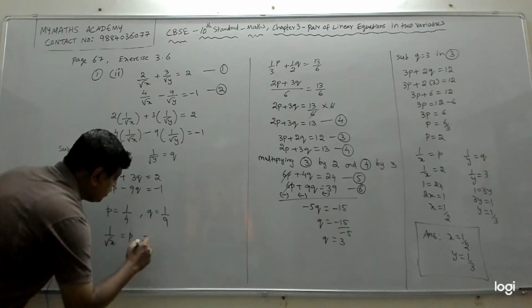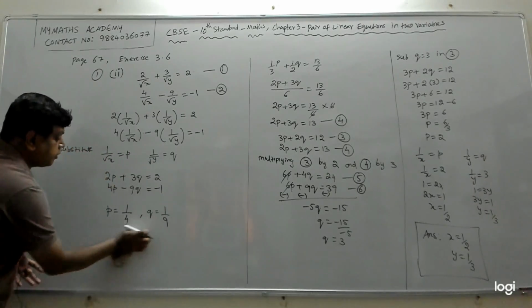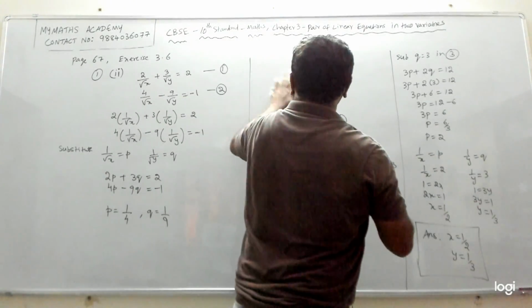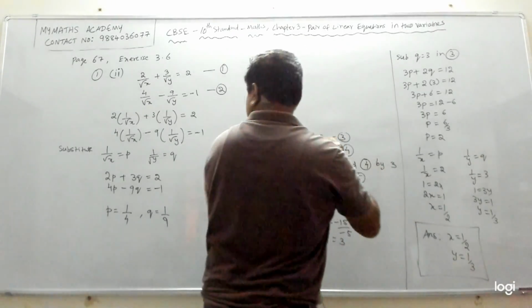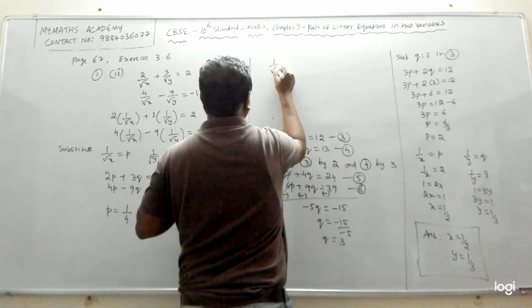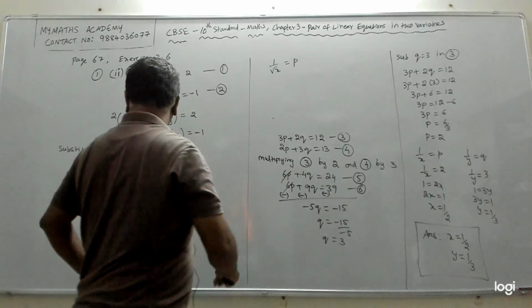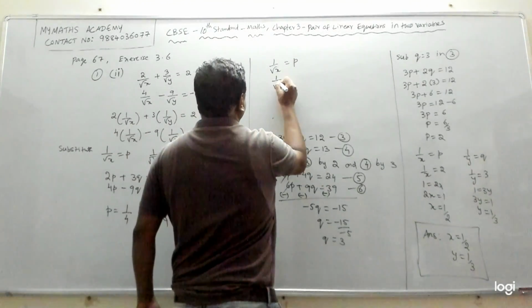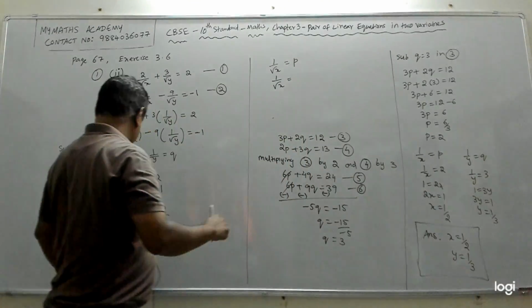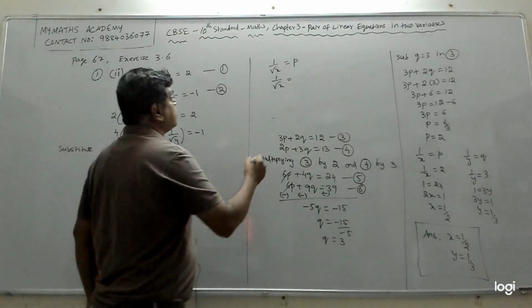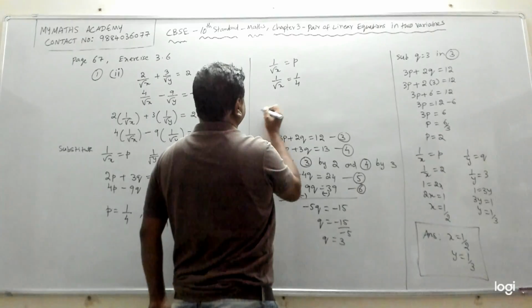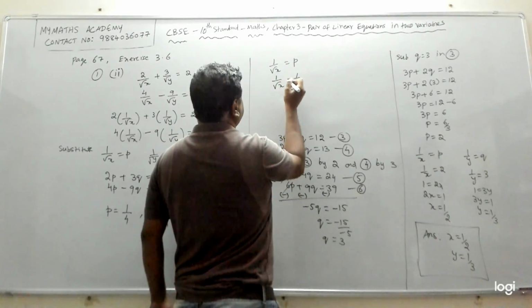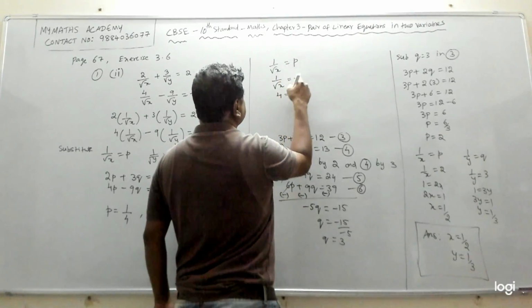So which means, I'll write here. What we got is, 1 by root x is p. That is a substitution that we made, 1 by root x as p. So 1 by root x is equal to p. P is what? P is 1 by 4. You substitute here. Then what do you get? Cross multiply. 1 into 4 is 4 equal to root x into 1 is root x.